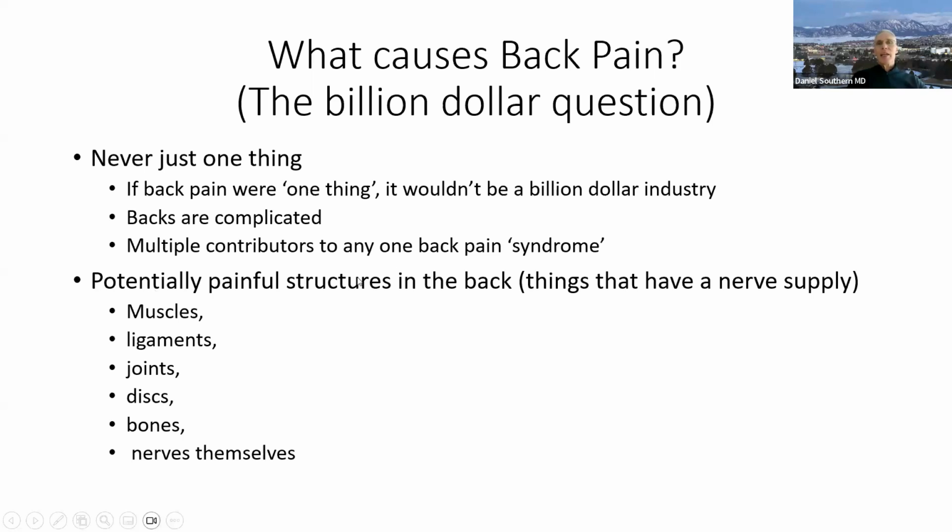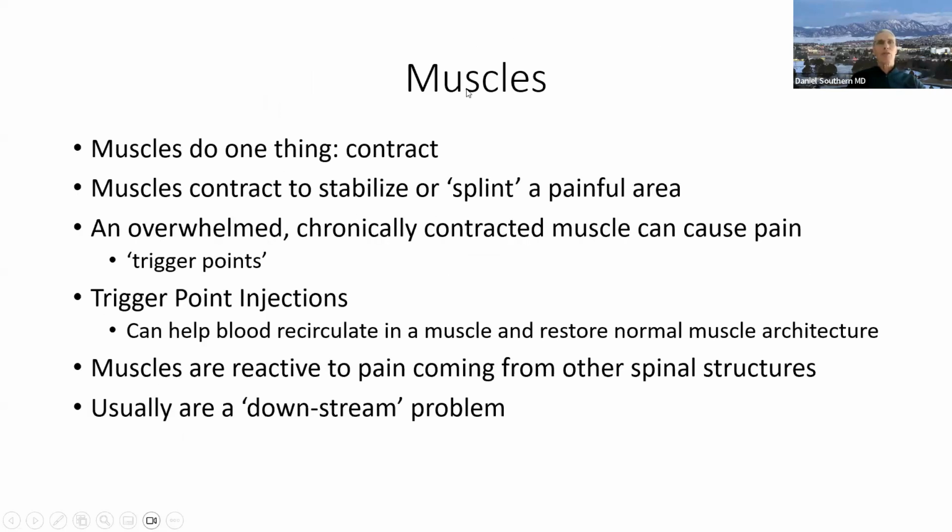But the potentially painful structures in the back are things that have a nerve supply, and they include muscles, ligaments, joints, discs, bones, and nerves themselves. Let's go through these rapidly one by one. Muscles. When you have muscular back pain, you strain a muscle working out in the garden. That'll lay you up for 3 days to a week maybe, but some simple triage, ice, rest, ibuprofen, it's going to get better. And that tells you that it was just a muscle you pulled and no big deal.